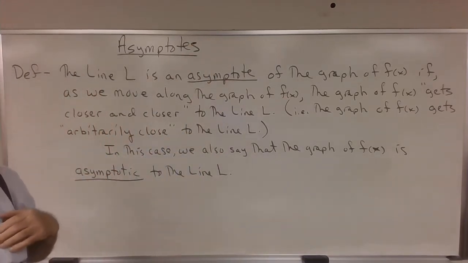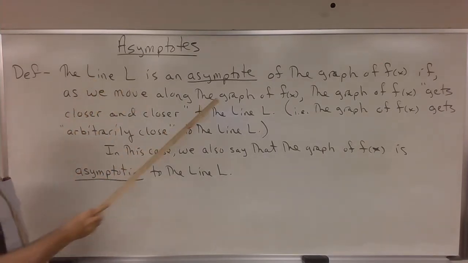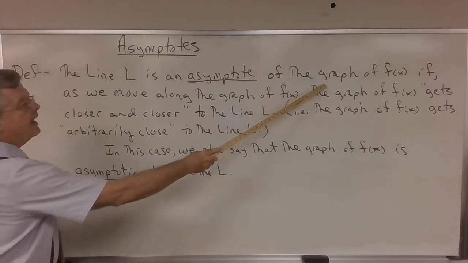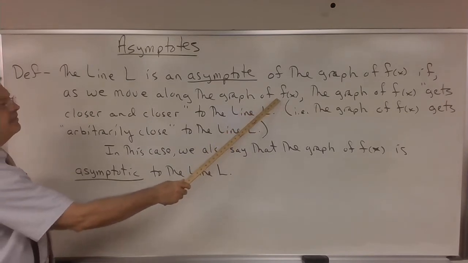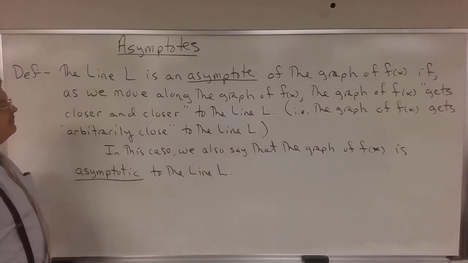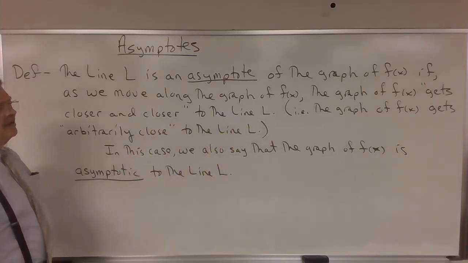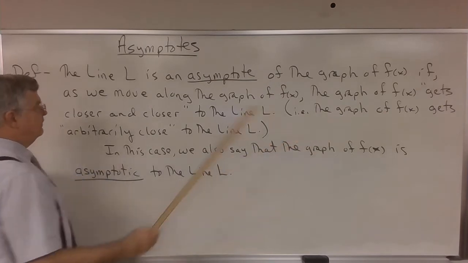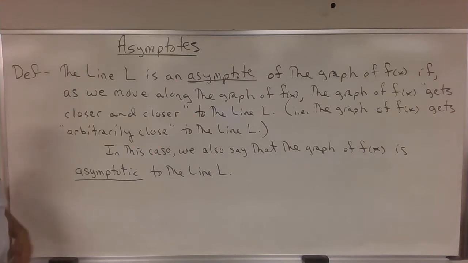Let's take a look at the definition. The line L is an asymptote of the graph of f of x if, as we move along the graph of f of x, the graph of f of x gets closer and closer to the line L. Or in other words, the graph of f of x gets arbitrarily close to the line L. And in this case, we also say that the graph of f of x is asymptotic to the line L.